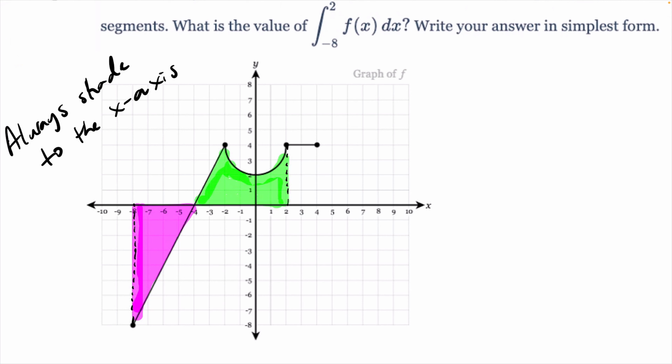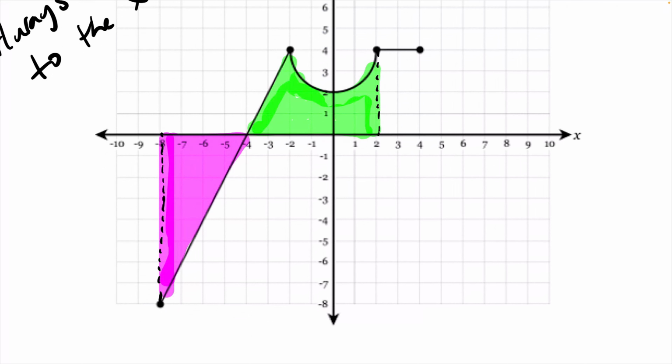Okay, so the negative is a triangle. It looks like it's a 4 by 8 triangle. Area of a triangle is base times height divided by 2. So that's 4 times 8, 32. 32 divided by 2 is 16. So this area is going to be negative 16, because it's below the x-axis. The green is going to be positive.